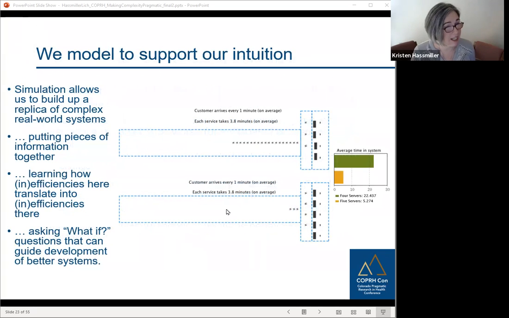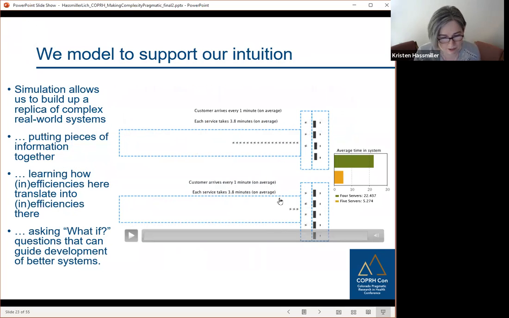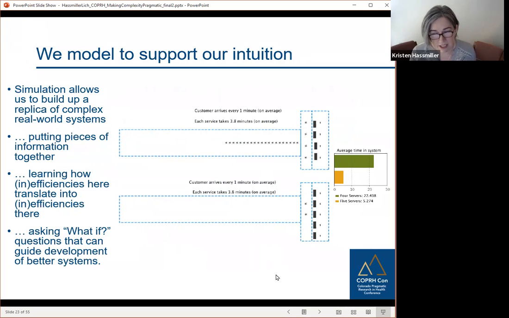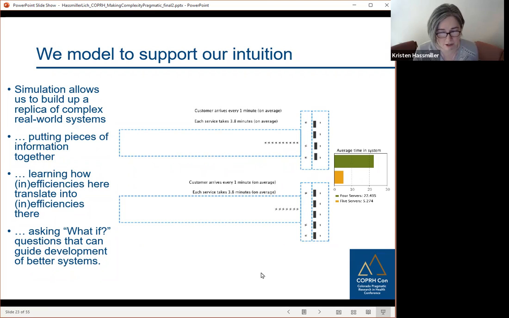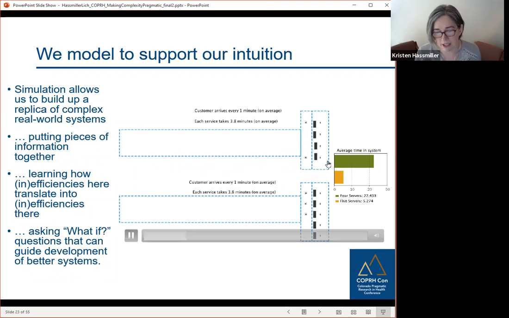One example I like to give along these lines is a really simple queuing model that I'm about to run here. It's a queuing model where we see two versions of a system, a very simple system, where we are just trying to provide some service to people who arrive with a certain frequency. On the top, we have four servers, on the bottom, we have five servers. And we can see what the differential impact is on our system outcomes, system cost, how long it takes for patients to move through this system.